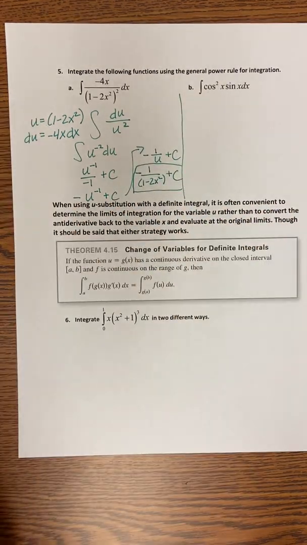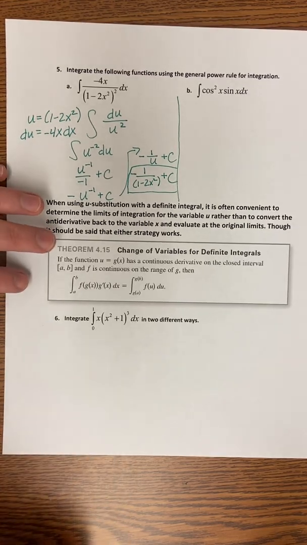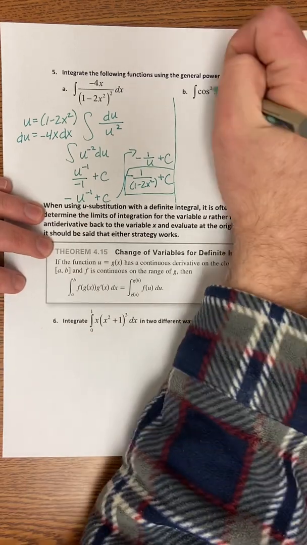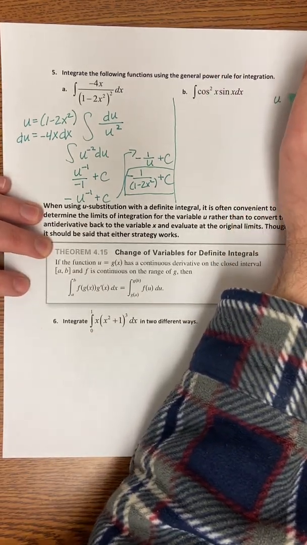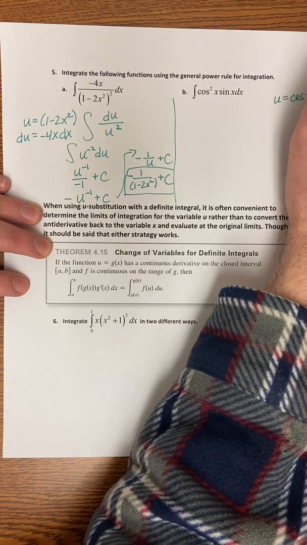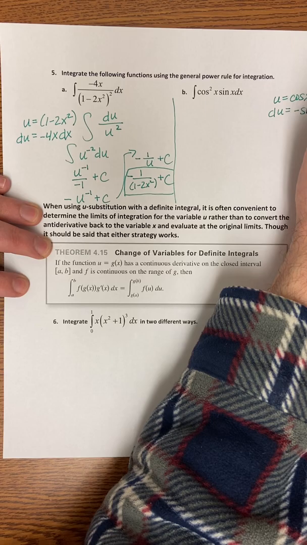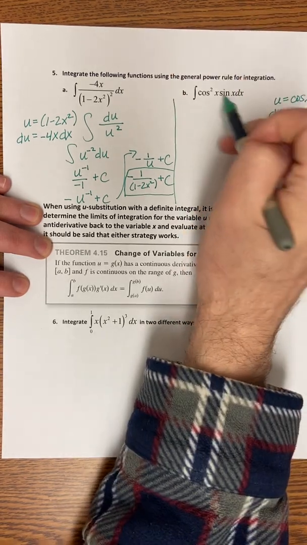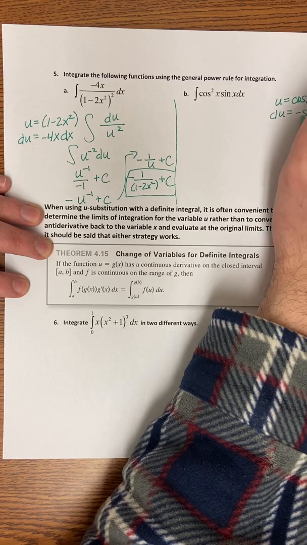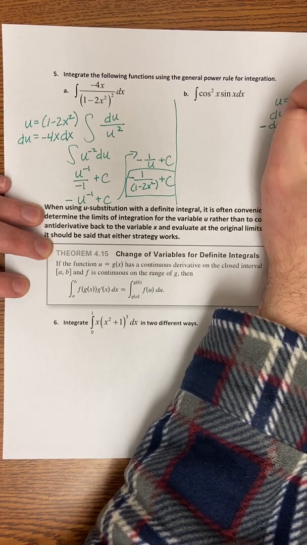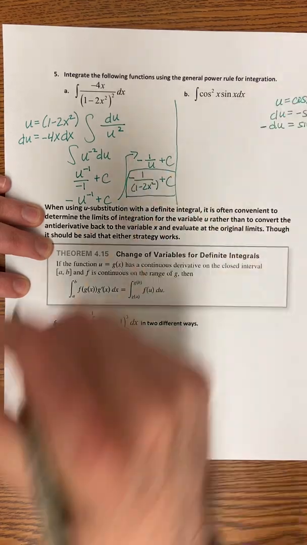And good news, this also applies to trig functions. We have cosine squared x, sine x. Now, the thing that has multiple things going on is really this cosine squared. If you let u equal cosine x, then du is actually negative sine x dx. Now, what that means is that I only have a sine x dx, so if I multiply by negative 1, negative du equals sine x dx.